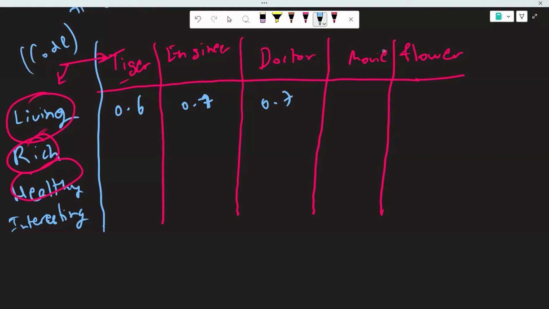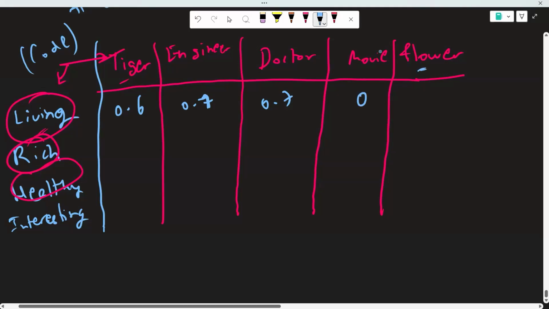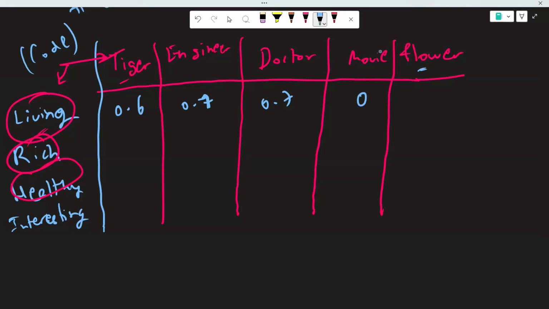Movie and living, do you think this combination can occur a lot? This is rare, right? Movie and living don't seem to have similarity. They don't seem to exist together, and that is why we'll have a lower score for movie and living. Let's say probably 0. Similarly, flower and living can have a decent score because a flower is also a living species. So let's say this is around 0.4.